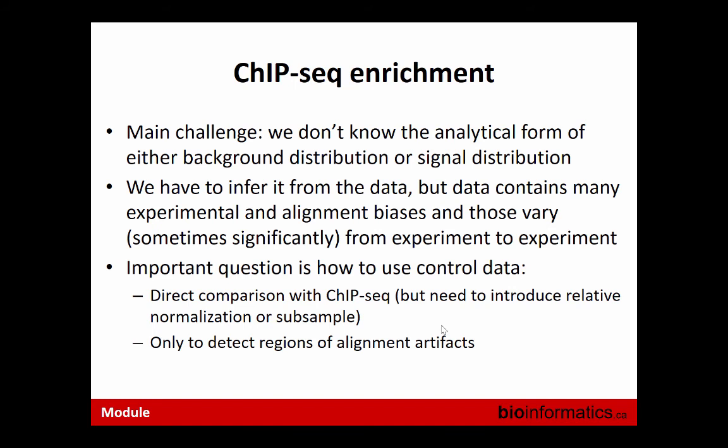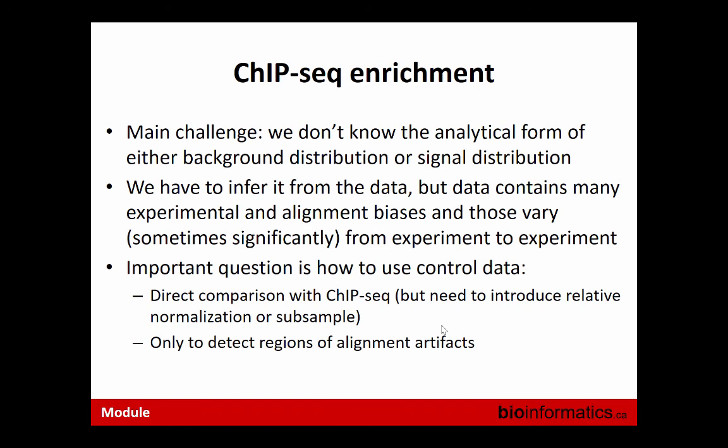Now, in many cases we don't have true analytical knowledge about the distributions behind the data we see. We don't know the distributions for the background. We don't know the distributions for our ChIP-Seq signal. Yes, it's count data, so probably Poisson. But when we look at the data and try to fit Poisson, we see that sometimes it is Poisson, sometimes it's not nearly Poisson, although it's the same type of experiment, maybe done with slightly different cell types, or at a different time, or on different sequencers. So that's a major challenge.